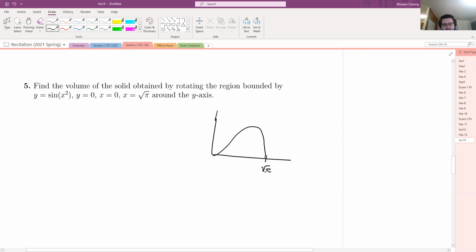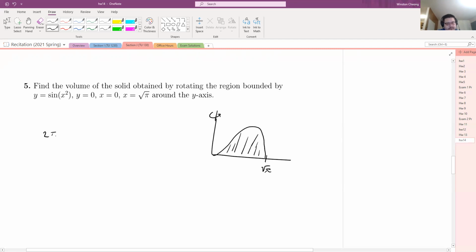And then what you'll get is, if we bound it by x equal to root pi, we'll see that just this shape is the region that we end up revolving. If you plug this in, you get sine of pi, which evaluated is equal to 0. So it's actually just the first lobe, from where the graph crosses 0. So there we have it. And we want to revolve this around the y-axis.